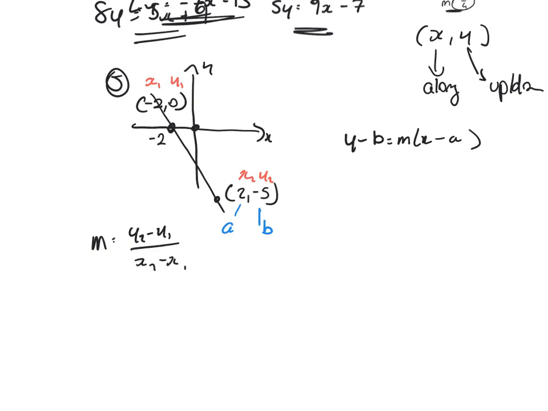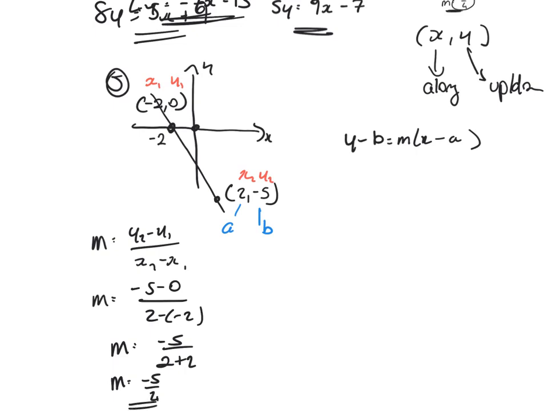So that's going to be y2 minus y1 over x2 minus x1. That's minus 5 minus 0 over 2 minus minus 2. Okay, minus 5 minus 0, that's minus 5, and 2 minus minus 2 is 2 plus 2, so that's minus 5 over 4. The gradient is minus 5 quarters.